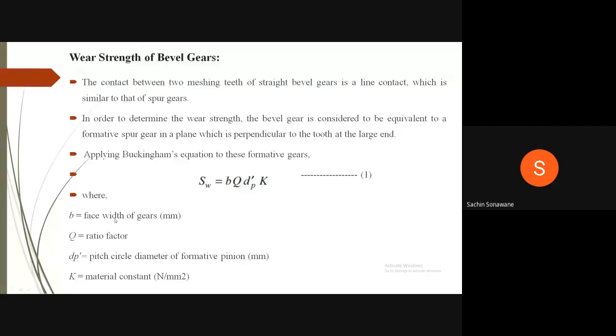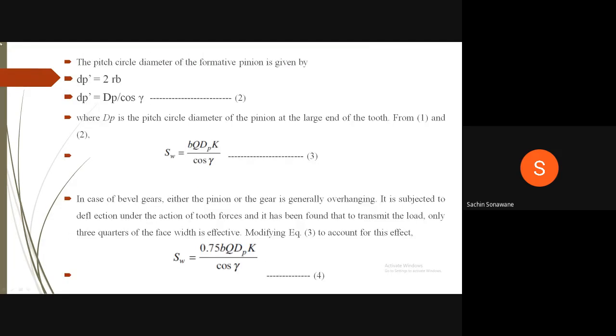B is the face width of gears in mm, Q is the ratio factor, dp' is the pitch circle diameter of formative pinion in mm, K is the material constant in N/mm². The pitch circle diameter of the formative pinion is given by dp' = 2rb. Therefore, dp' = Dp / cos γ, equation 2, where capital Dp is the pitch circle diameter of the pinion at the large end of the tooth.